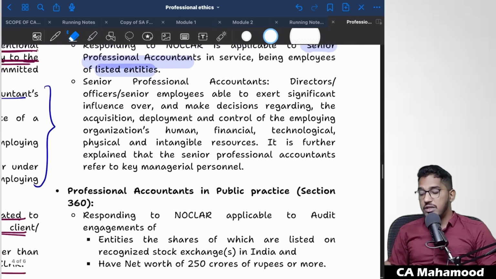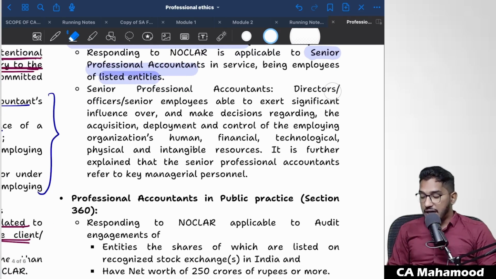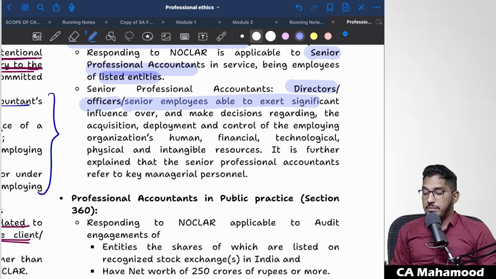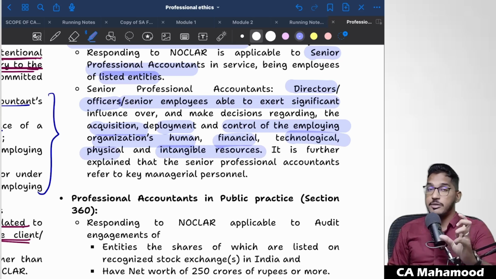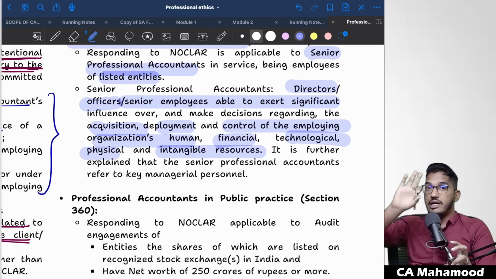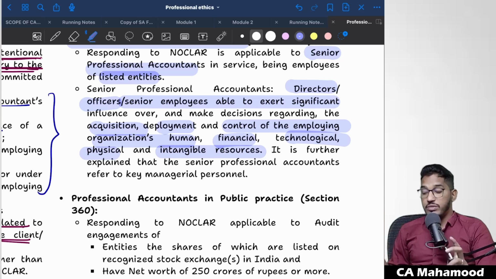Sir, who will come under senior professional accountant? If you are in the position of a director, if you're in the position of some officer, if you're in the position of a senior employee who is able to exercise significant influence and make decisions regarding acquisition, deployment, control of the employing organization's human, financial, technological, physical, and intangible resources. That means you are such a senior employee who is having control, who is having decision-making power in these matters of human, financial, technological, physical, and intangible resources.